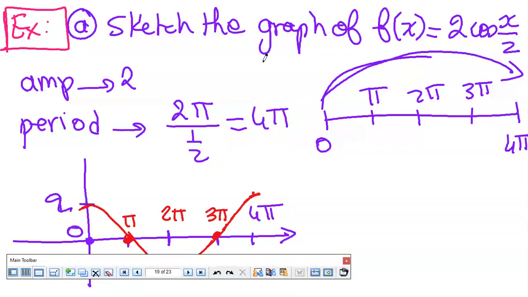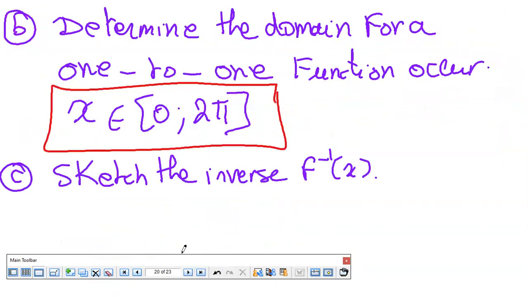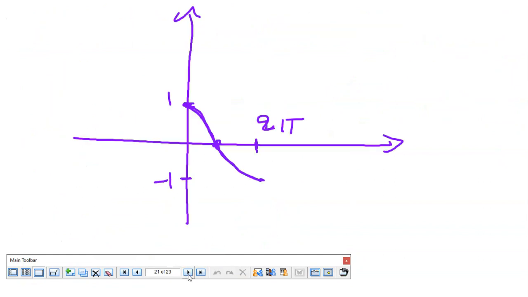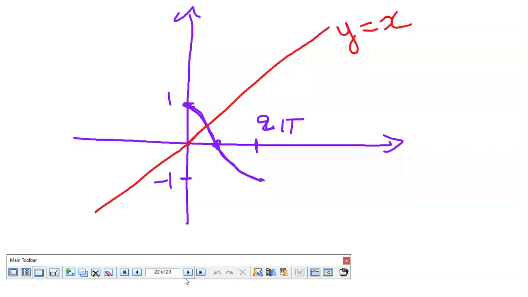Now, the last question here, I want to sketch the inverse f minus 1 of x. So how are we going to sketch it? So here also I have a mistake. It's 2 minus 2. So I have this one. I need to graph its inverse. To be able to graph its inverse, first I need to draw the line y equal to x. So I will do it. So here it's 2 minus 2. And then I need to do the symmetry with respect to y equal to x.